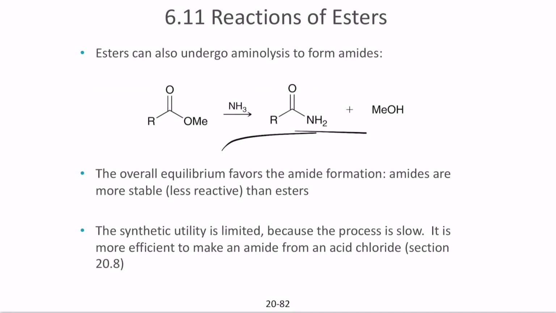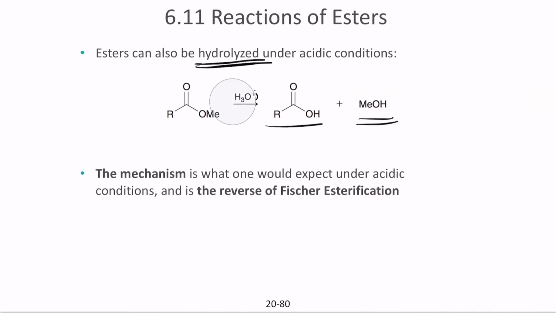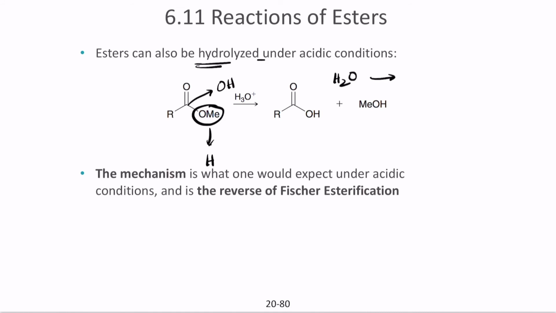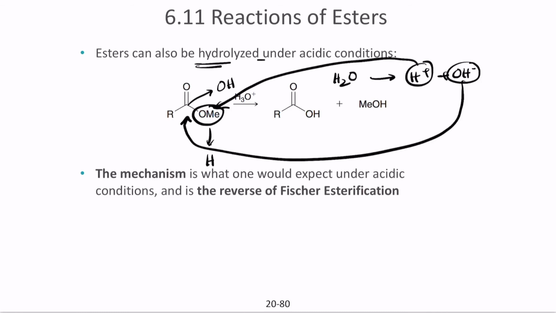So what happens in this reaction is that the OMe attaches to a hydrogen and the carbon attaches to an OH group. Remember that H2O splits into H+ and OH-. H+ will attach itself to OMe, and OH- will attach itself to the carbon, resulting in the formation of an acid and an alcohol. So this is the reaction.